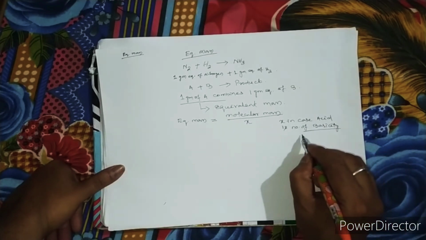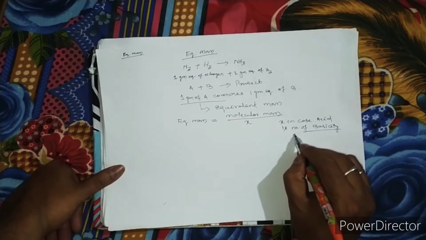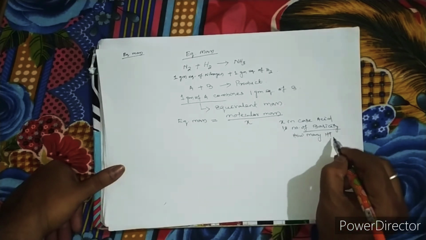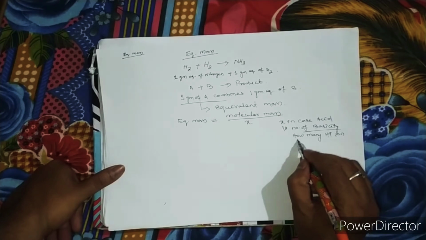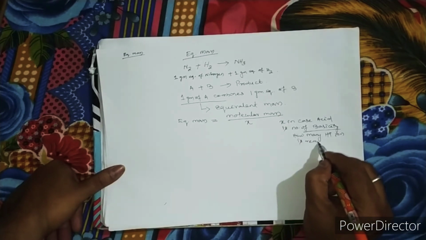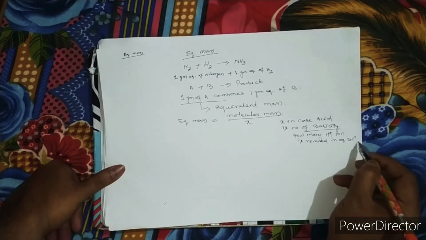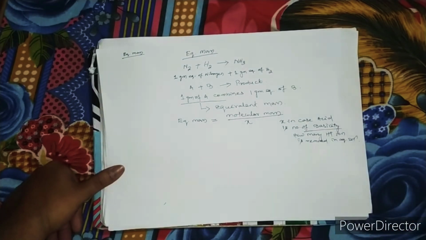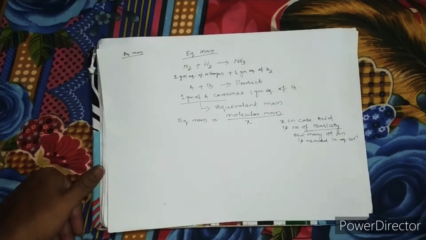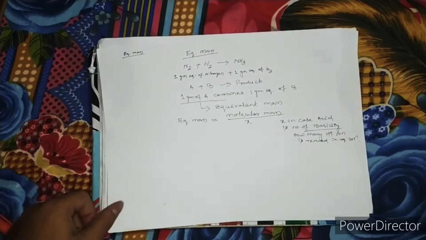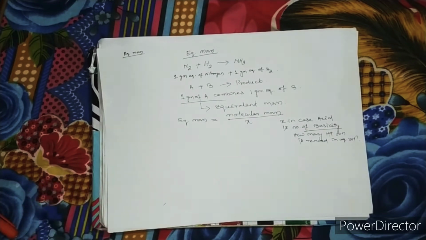Basicity is nothing but how many H plus ions are removed in aqueous solution. That is called basicity. We know an acid is one which donates H plus ion in aqueous solution. So the number of H plus ions is called basicity.